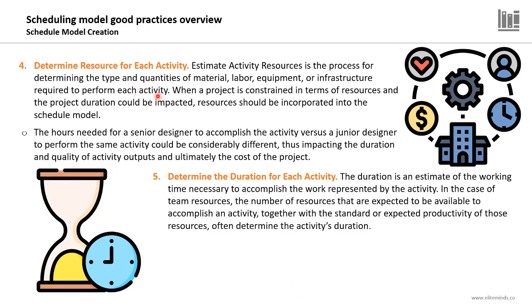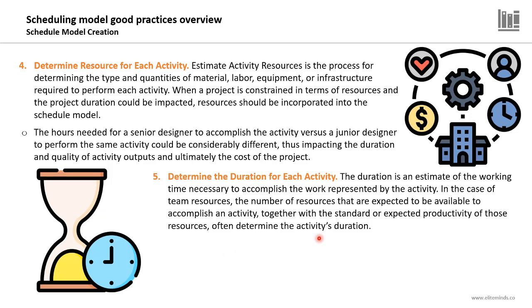After knowing the required resources for this activity, we can determine the exact duration each activity will take in our schedule model. The duration is an estimate of the working time necessary to accomplish the work represented by the activity. In the case of team resources, the number of resources that are expected to be available to accomplish an activity, together with the standard or expected productivity of those resources, will often determine the activity's duration.